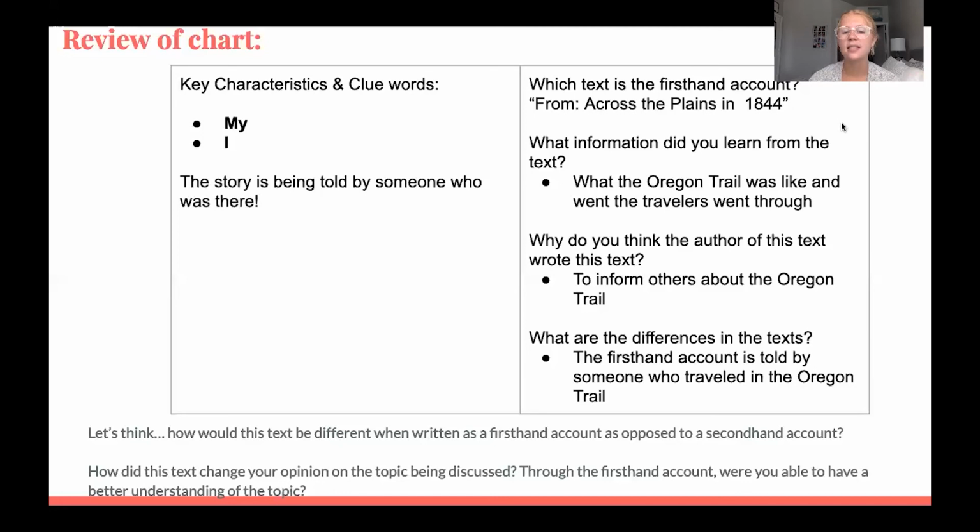So how did these texts change your opinion on the topics being discussed? You might have never heard of the Oregon Trail before, and these two texts are able to give you some information on it. Were you able to have a better understanding of the topic from these texts? Take a moment to pause the video and discuss these few questions with somebody around you, with a parent, a friend, a teacher, whoever that may be.